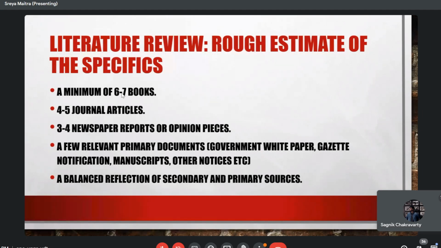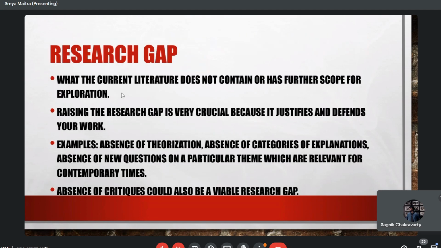Maybe some manuscripts, like some rare manuscripts. For example, again going back to Kashmir, if I use the instrument of accession 1947, that is a white paper, or that is, let's say, a manuscript. Other government notices which come about, something that is being published in the websites of the ministries, the different ministries, these can also be there in the literature review. It helps enriching the literature review. So ultimately the literature review should be a balanced reflection of both secondary and primary sources. This is the ideal literature review that you can get.